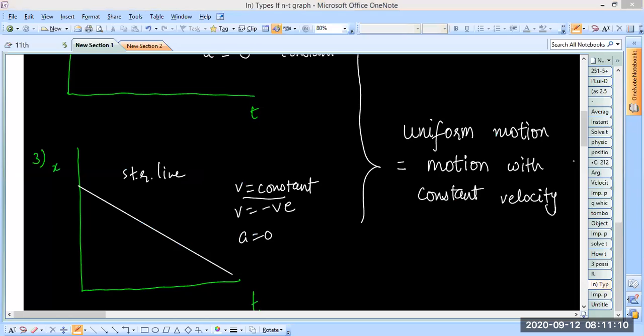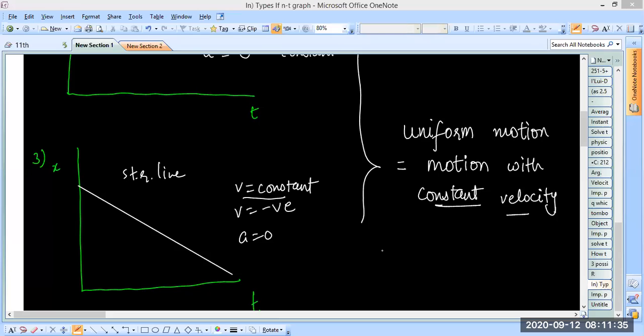Can we write motion in a straight line? Motion in a straight line may not be uniform motion. All right. Motion in a straight line may not be uniform motion, everyone. Uniform motion is only when the velocity remains constant. If velocity will change, it is not uniform motion. All right.